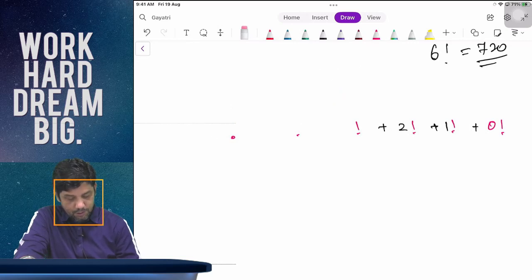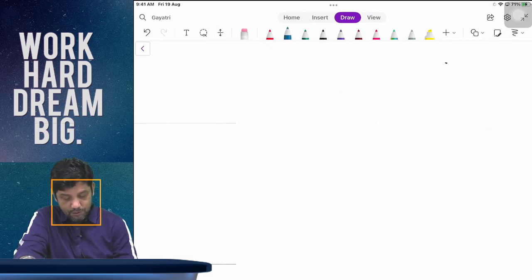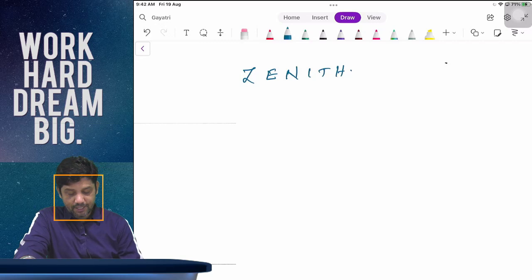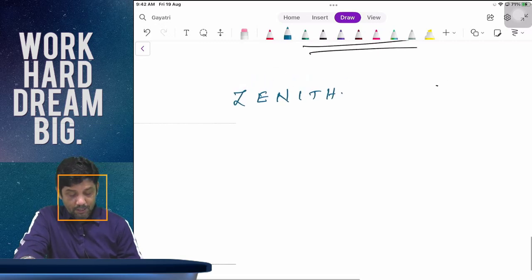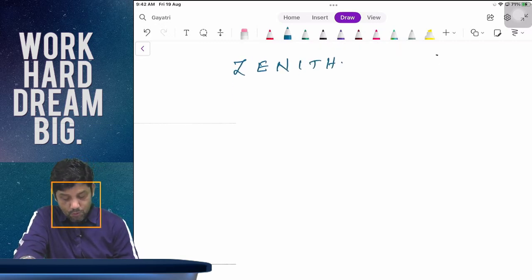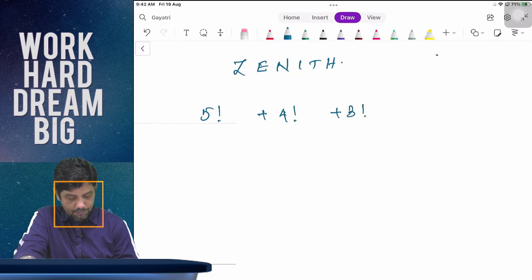Let me explain this once again, my dear. Sorry, because initially I made a mistake, so it will give a lot of confusion. Zenith. We will select less than Z, less than E, right? Yeah. Correct. Zenith. Total how many letters? So what will come? 5 factorial plus... next.